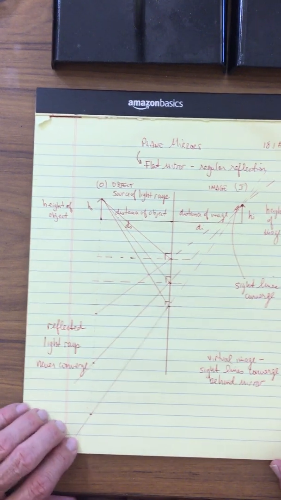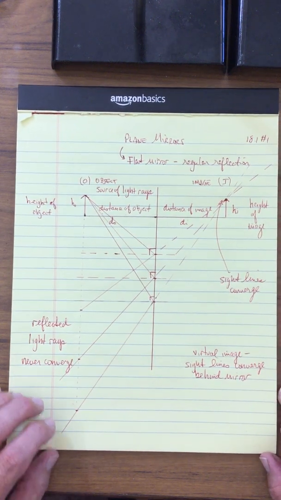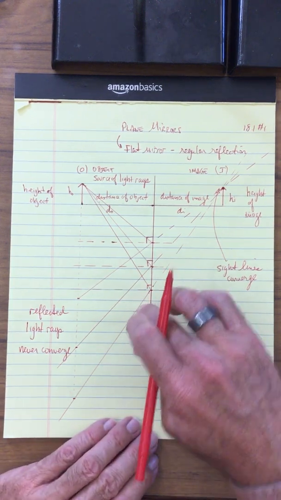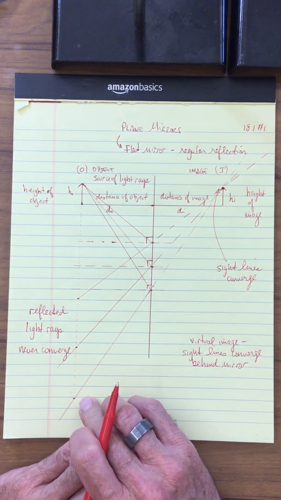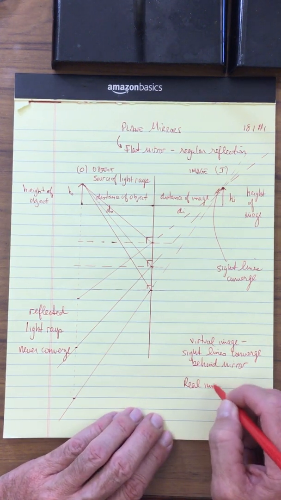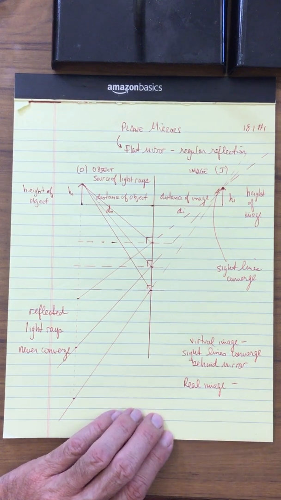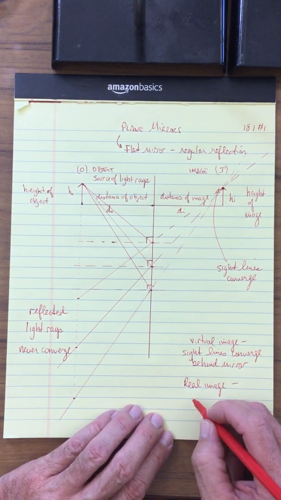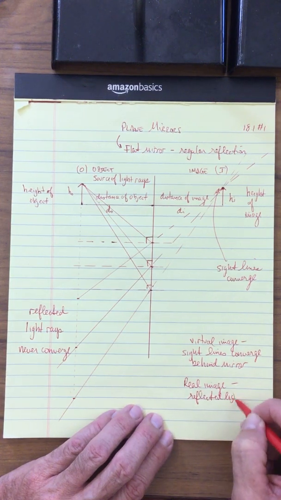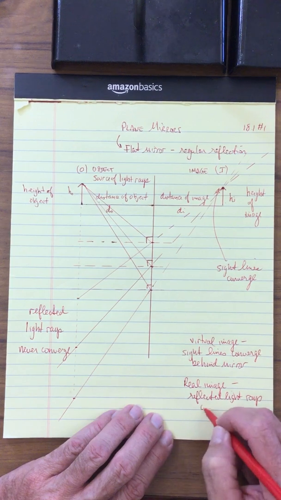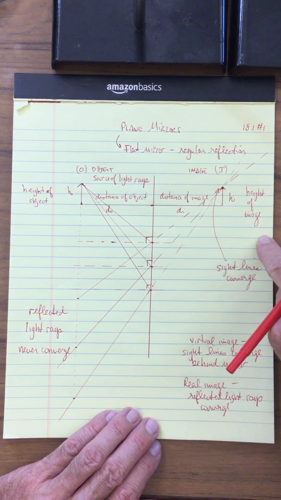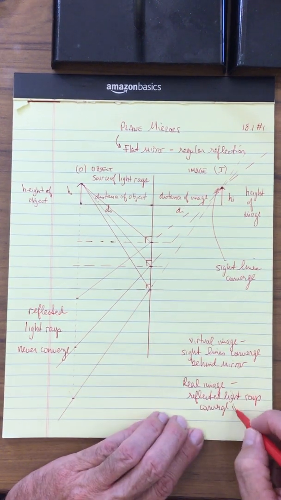There are some cases which we will see in which these lines can converge, and when your reflected rays do converge, this is called a real image. So a real image is when your reflected light rays converge. And they do so not behind the mirror, but in front of the mirror.